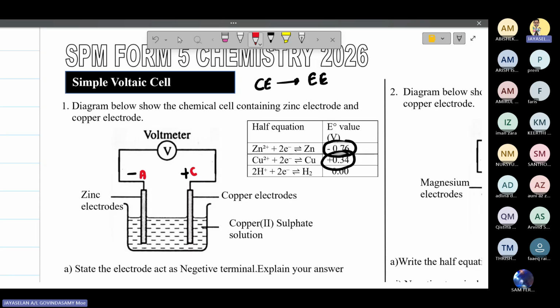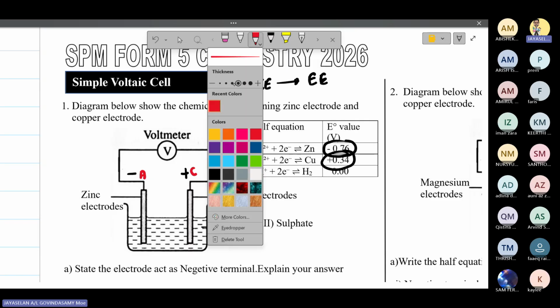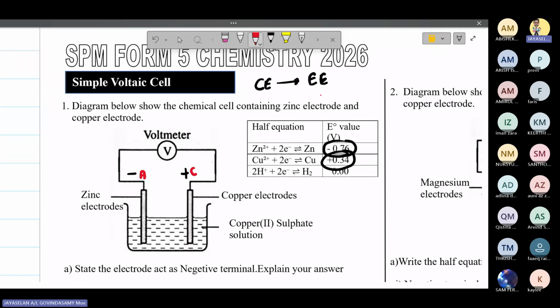After that, whether they ask or not, I will take the pen and write: tick the flow of electron. How to tick? From negative to positive. It will move from negative to positive. Any question? No question?